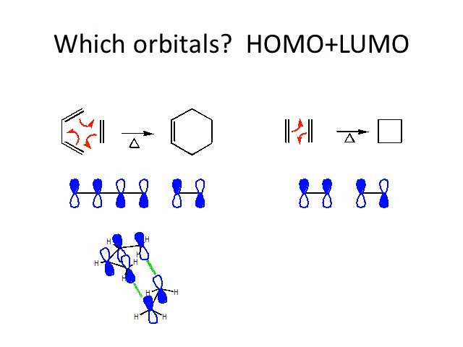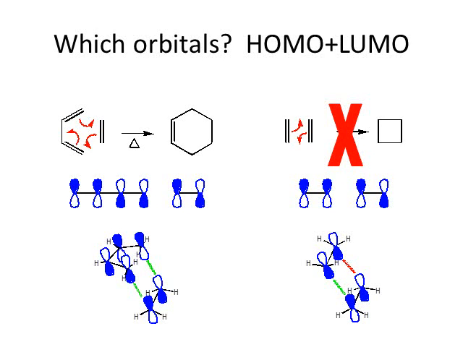But let's consider the highest occupied and the lowest unoccupied. So if I had the highest occupied of one ethene and the lowest unoccupied of the other, if I put those together, yes, this overlap is in phase, but this overlap is out of phase. So this overlap is bonding, this overlap is anti-bonding. Bonding and anti-bonding cancel each other out, and therefore this reaction doesn't happen.